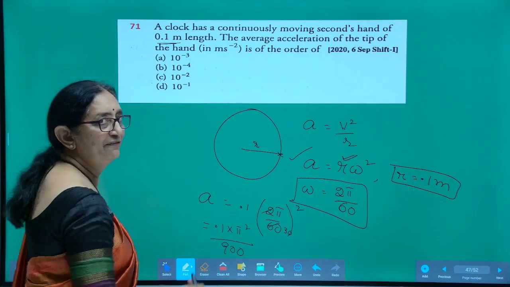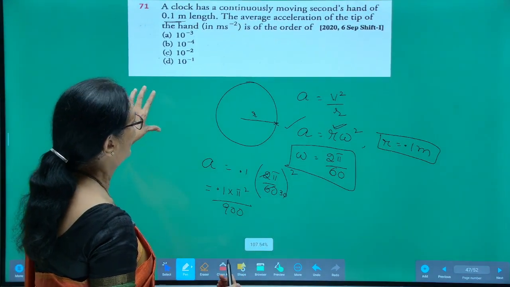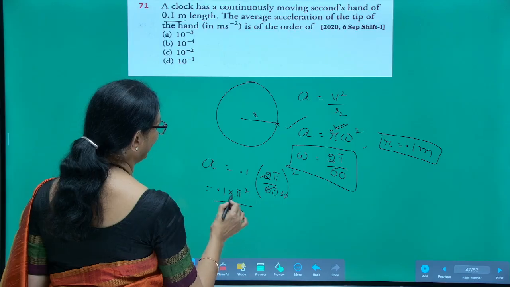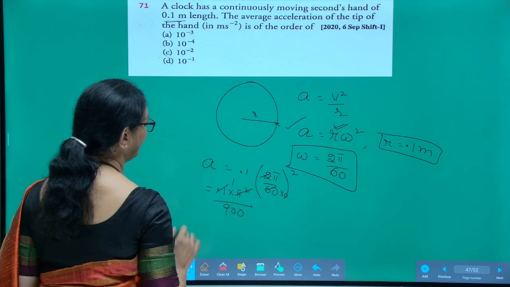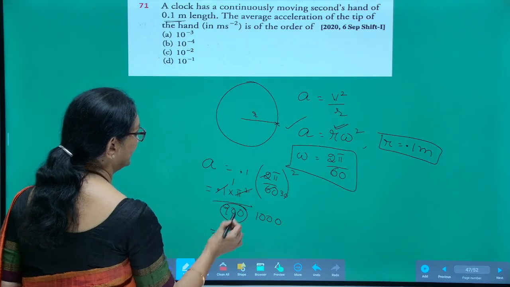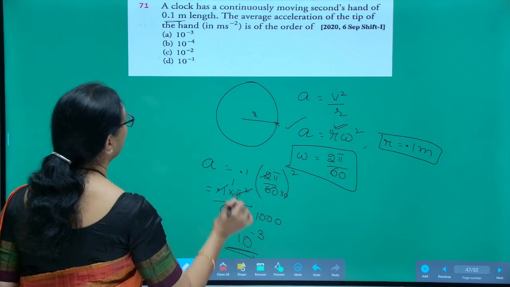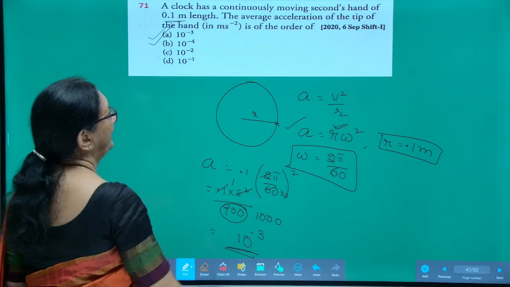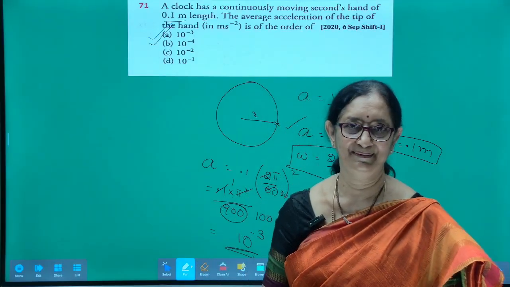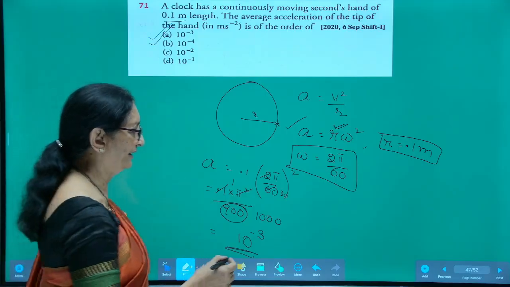Pi square, if you take it as approximately, because he asked us to find the order, pi square is approximately 10. 10 into 0.1 becomes 1. 900 roughly, let us take it as 1000. 1 by 1000 is nothing but 10 to the power of minus 3. So it is of the order of 10 to the power of minus 3 meter per second square. That is the acceleration here.